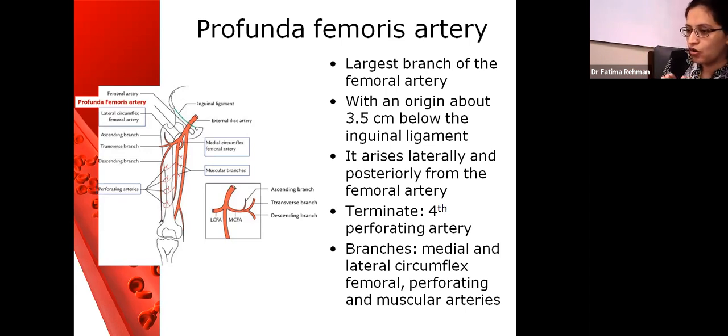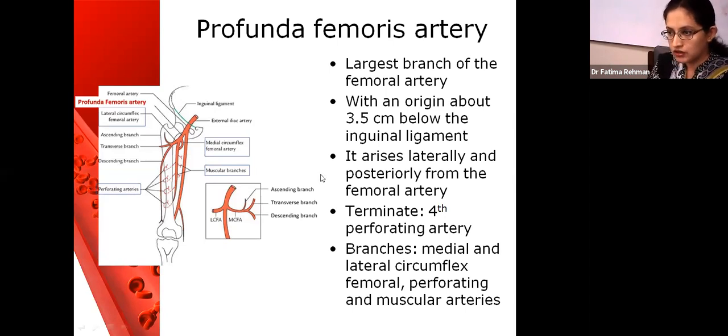Now these perforating branches as well as the medial and lateral circumflex femoral arteries are associated with forming the cruciate anastomosis, trochanteric anastomosis, and then the genicular anastomosis. All these anastomoses are located at the back of the thigh and the back of the knee joint, and they are an extensive source of blood supply to these specific regions, to the hip joint, to the knee joint, and the back of the thigh. So these are the branches given off by the profunda femoris artery.